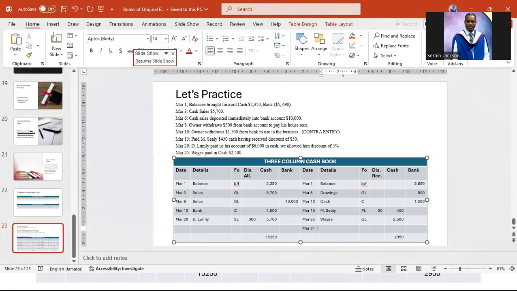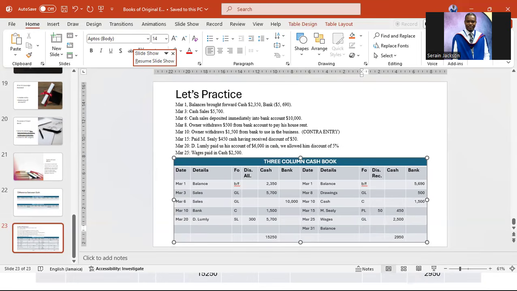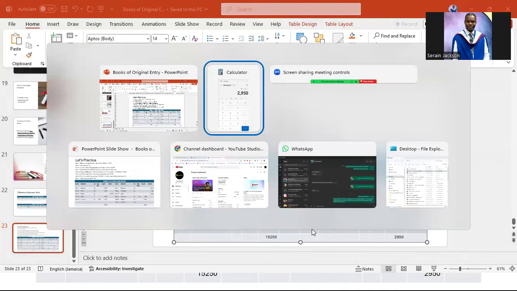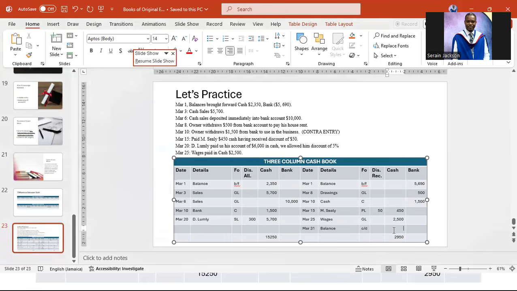So March 31st, you go balance carried down. Let me do it lowercase so that you don't disturb it. Now we have to subtract the smaller from the larger. 15,250 minus 2,950 gives us 12,300, right? And that is our balance carried down.